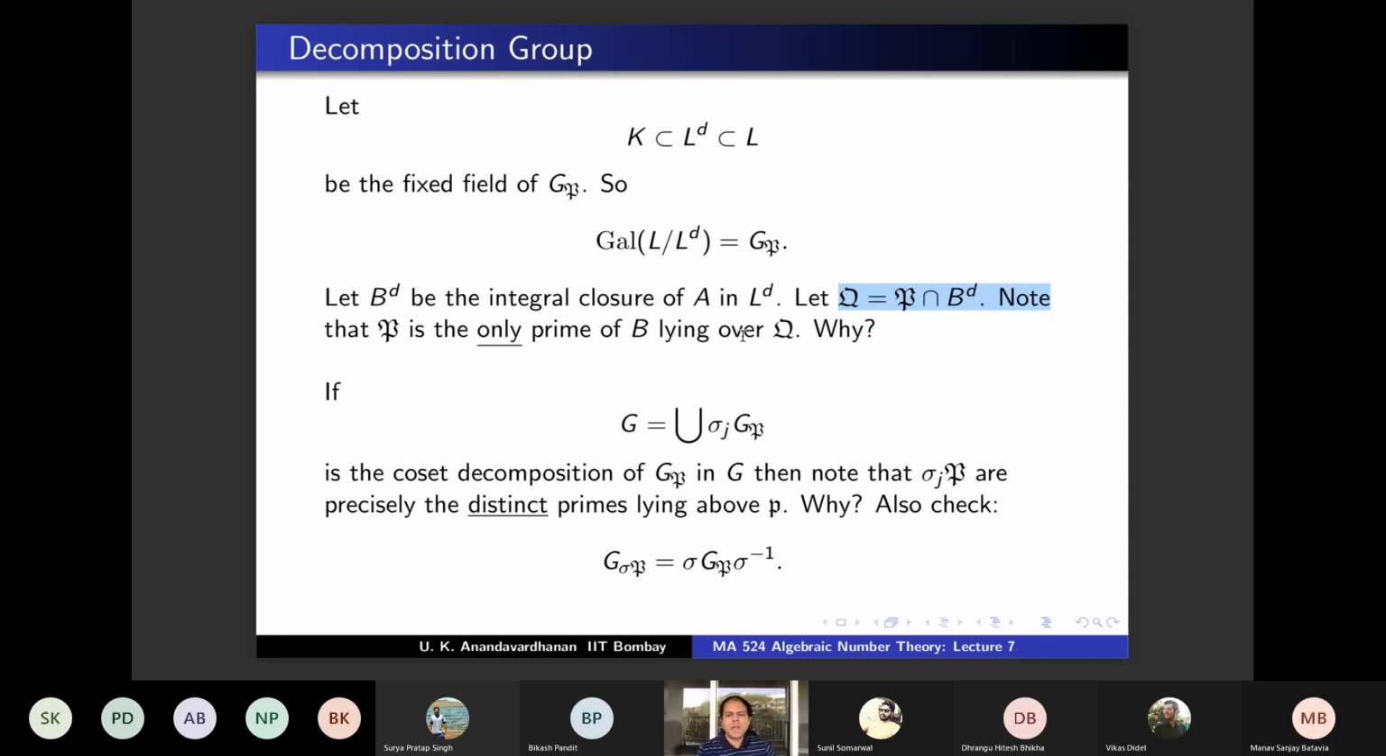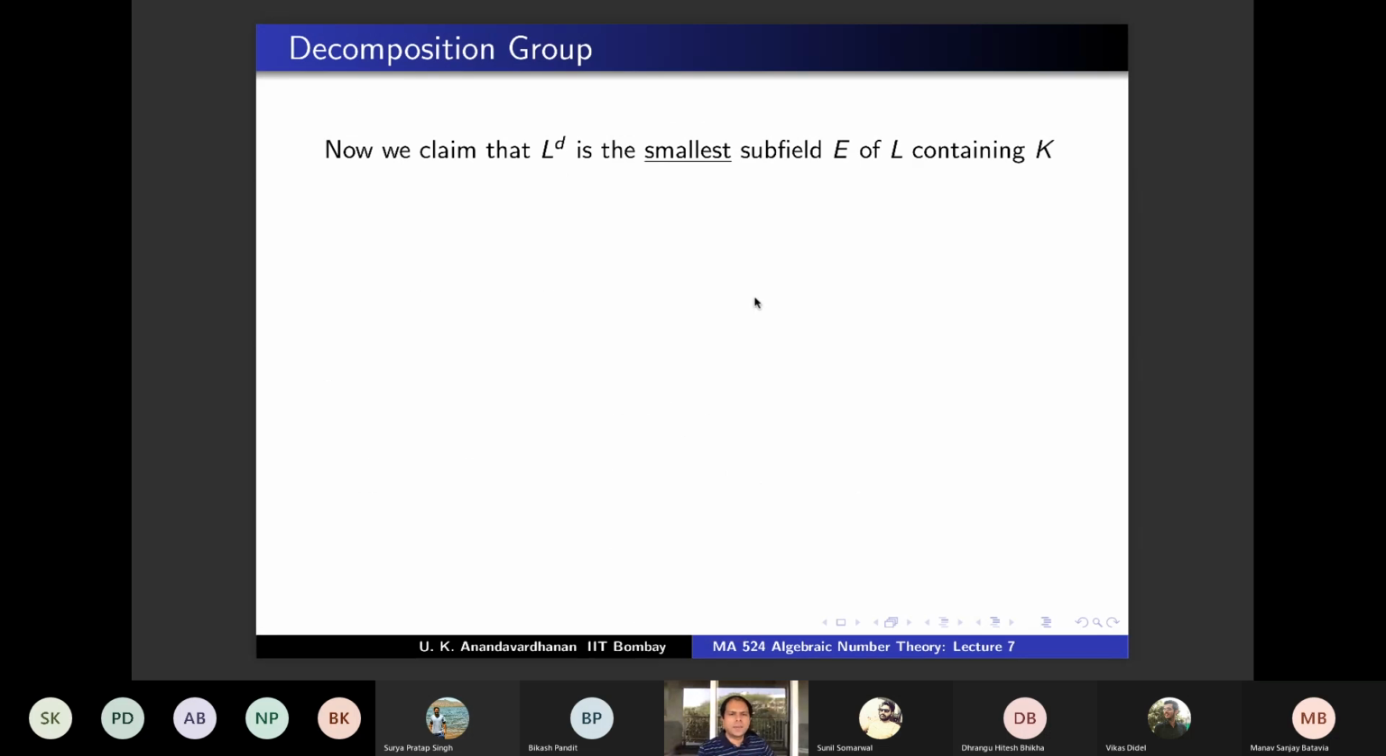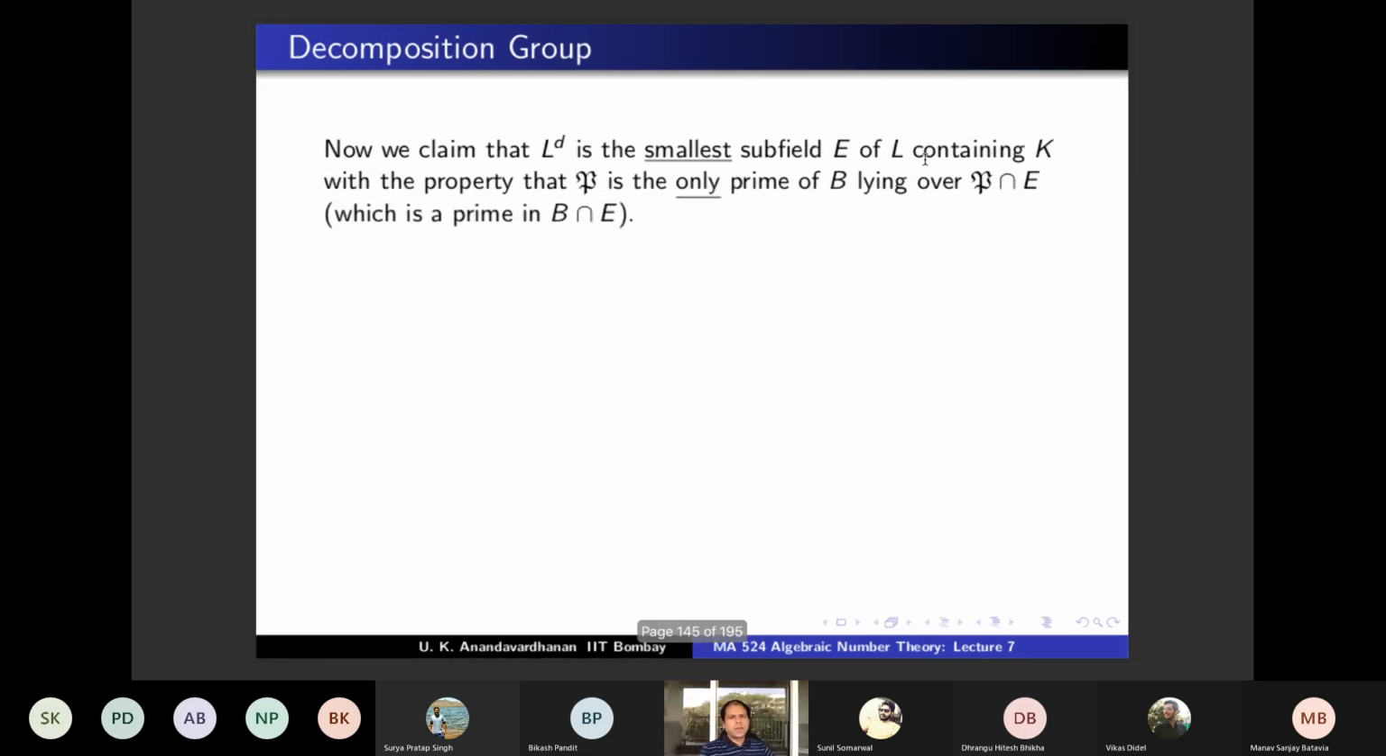There are such fields. But now we are going to characterize LD as the smallest such field. So LD is the smallest subfield E of L containing K with the property that P is the only prime of B lying over P intersection E. Okay, this is also obvious. So let's write down a proof. Among such fields, this is the smallest extension of K. Among all those fields containing K, this is the smallest such thing.